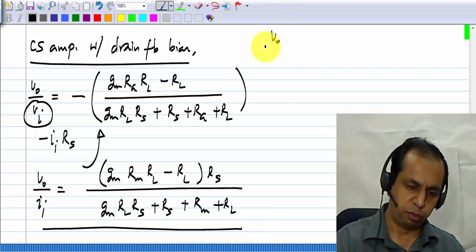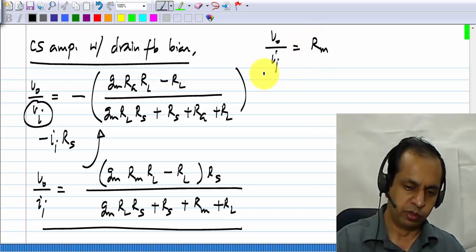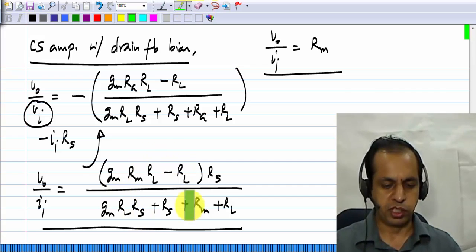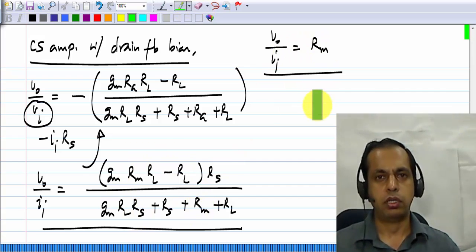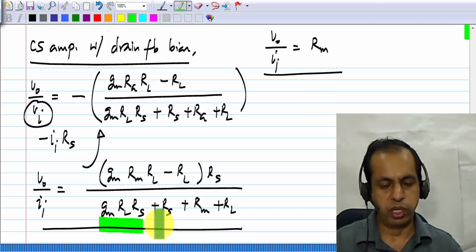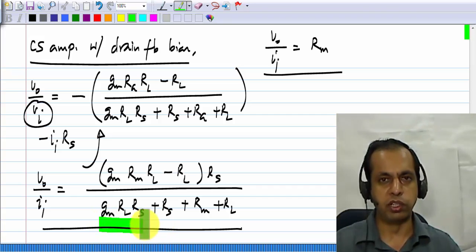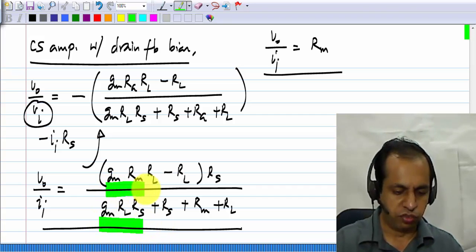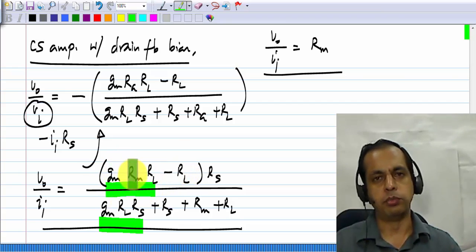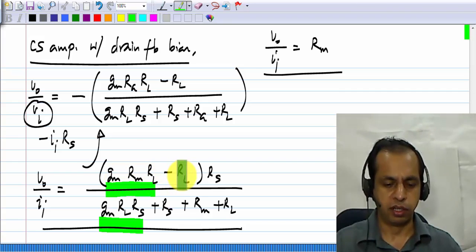Now what is it that we wanted? We wanted V naught by II to be equal to Rm. Now will this expression ever equal that one? Let's say this term happens to be dominant in the denominator, and of course this dominates over that. That's not difficult because this Gm times Rm can be quite a bit larger than 1, so this will dominate over that.